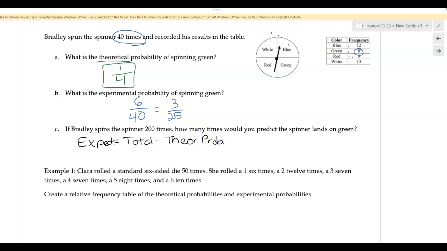Okay, unless it's the only thing you have, which sometimes happens, you never really want to use your experimental probability to find your expected value. You'd always want to use your theoretical. Sometimes, like in the case of surveys, all you have is the experimental. It's the best you can do. But if we have the theoretical, probably we'll use that.